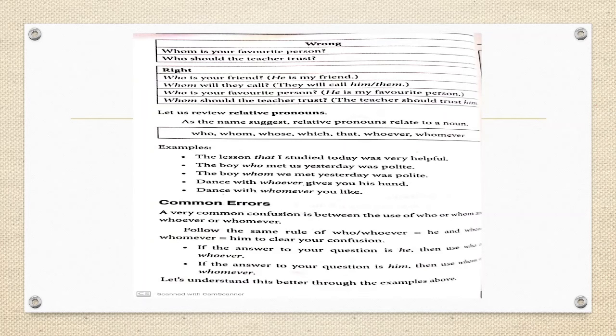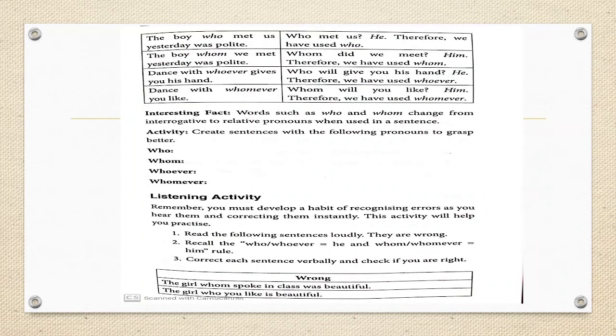So let's talk about the common errors. A very common confusion is between the use of who or whom and whoever and whomever. So follow the same rule: who, whoever, he and whom, whomever, him to clear your confusion. If the answer to your question is he, then use who and whoever. If the answer to your question is him, then use whom and whomever. So let's understand this better through the examples above. So these are the examples.